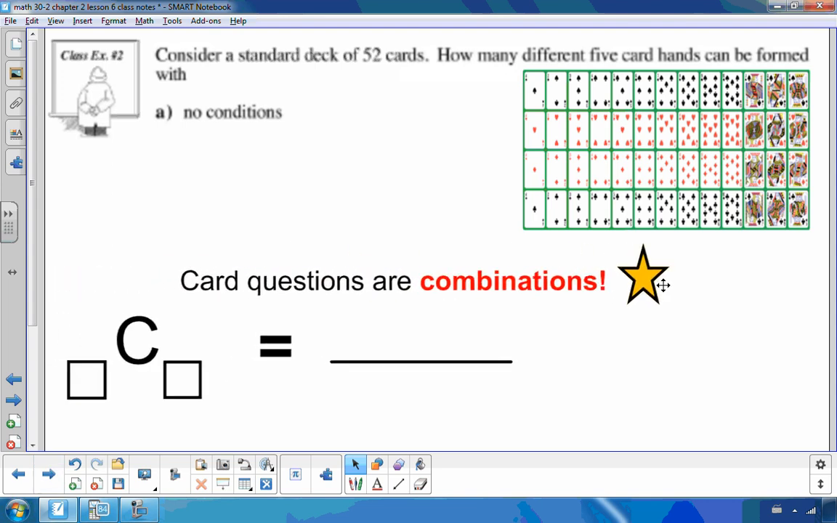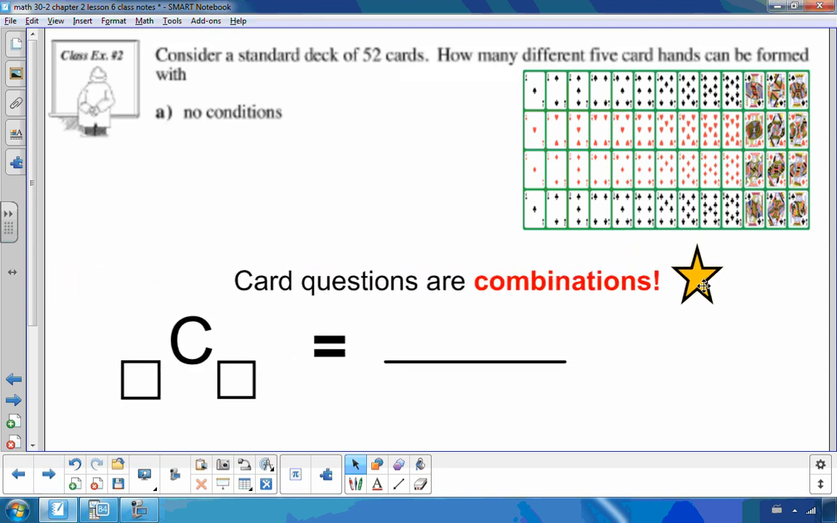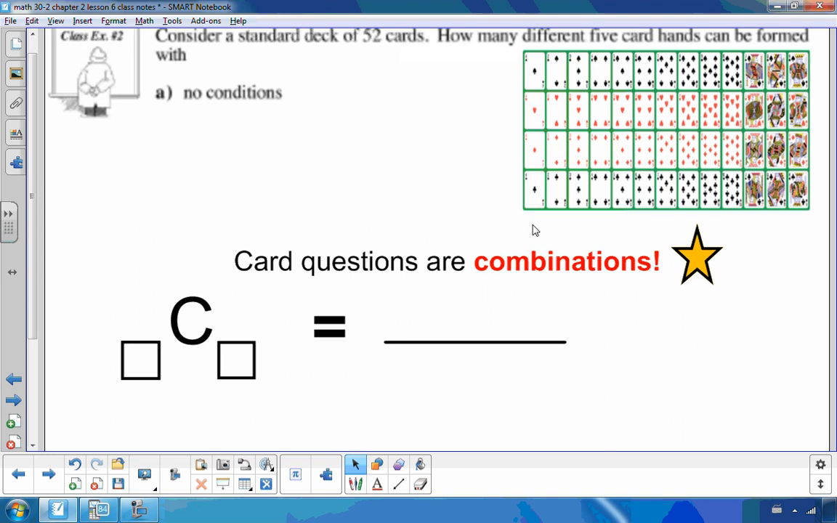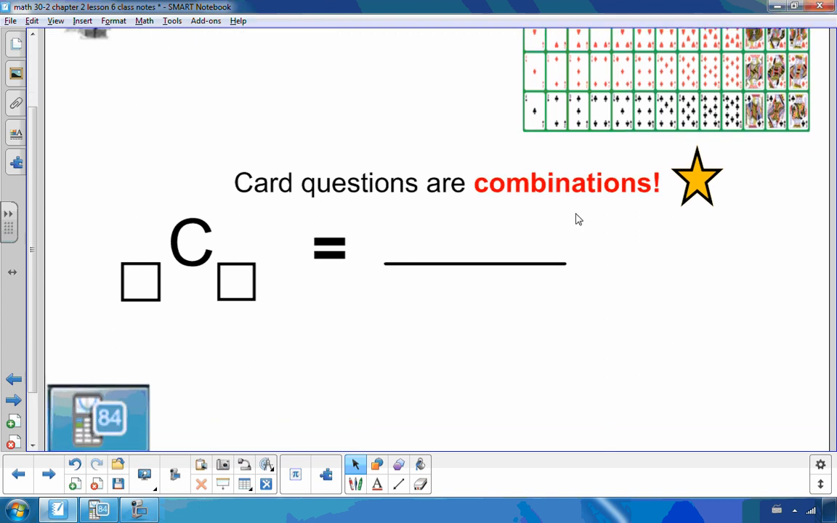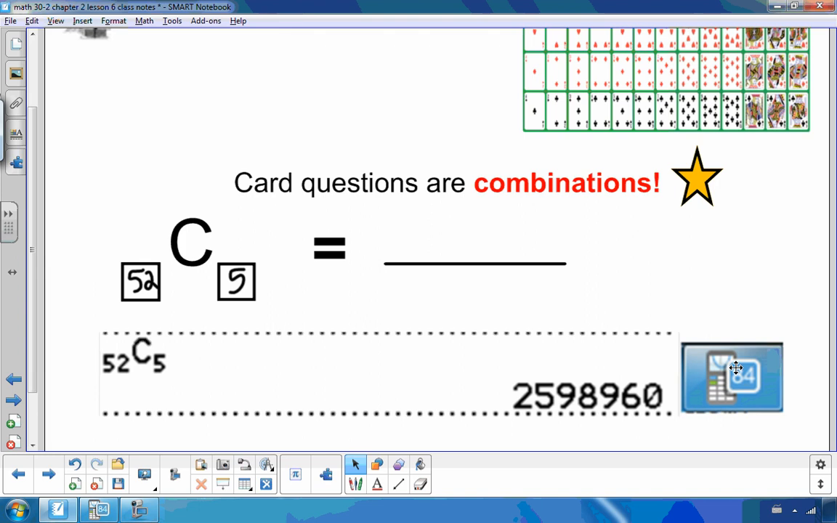So card questions are combination questions because when I get my cards in my hand, I can shuffle them around and it's still the same hand. So the order that I have the cards in my hand does not matter. So because there are no restrictions, I'm just looking at 52 cards and I need 5 of them. So 52C5 is what I'll put into my calculator, and you can see I get this big number here. It's 2,598,960. So let's start to put some conditions on these questions.